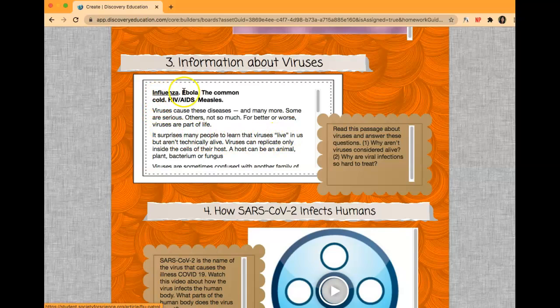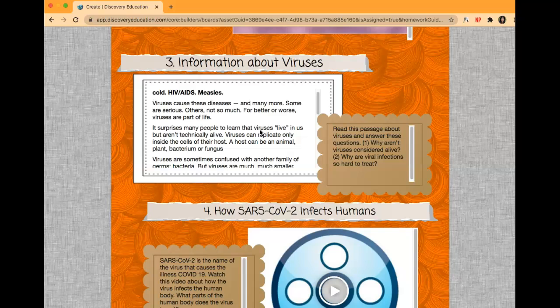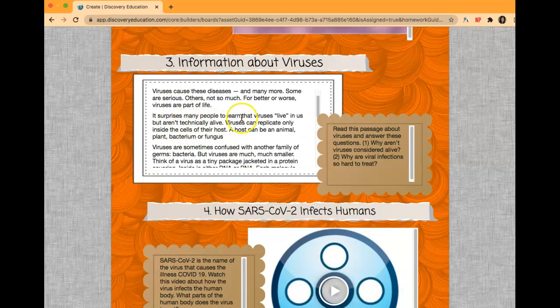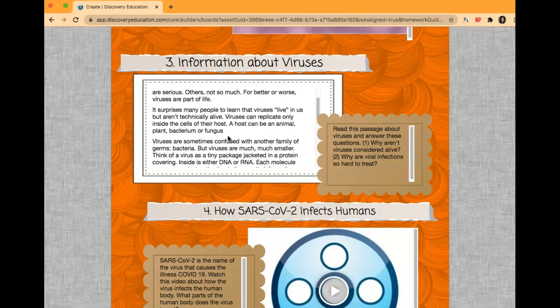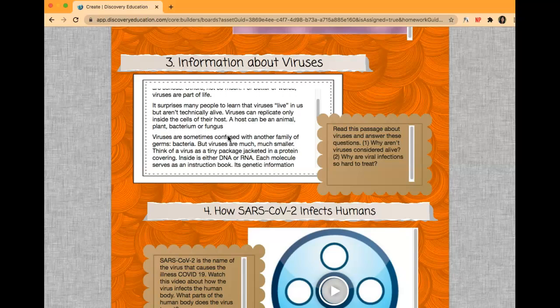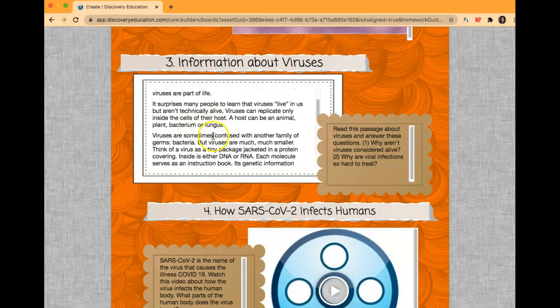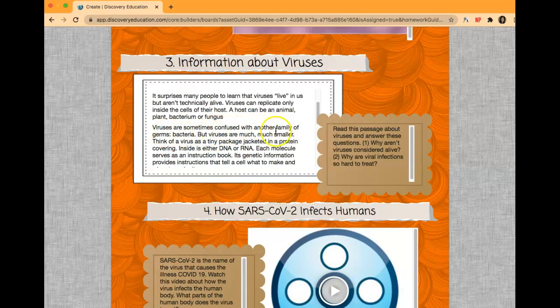So this says influenza, Ebola, the common cold, HIV, AIDS, and measles. Viruses cause these diseases and many more. Some are serious, others not so much. For better or worse, viruses are a part of life. It surprises many people to learn that viruses live in us but aren't technically alive. Viruses can replicate only inside the cells of their host. A host can be an animal, plant, bacterium, or fungi. Viruses are sometimes confused with another family of germs, bacteria, but viruses are much, much smaller.